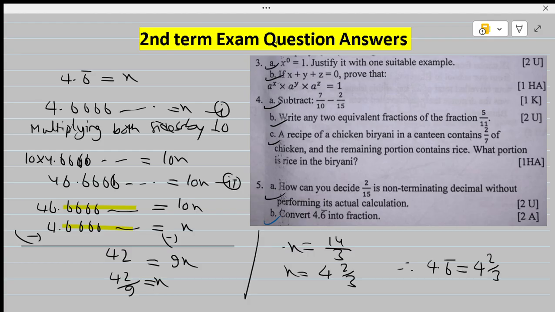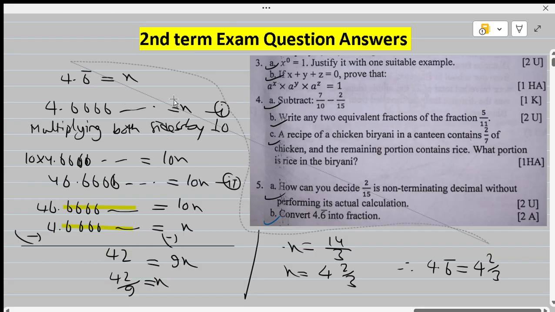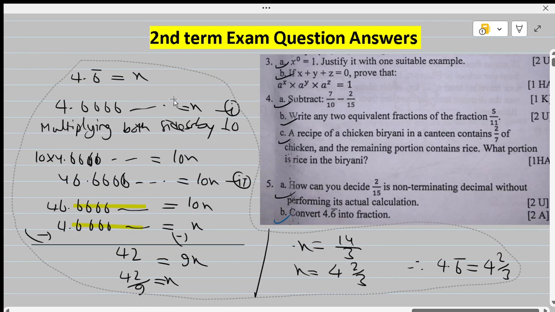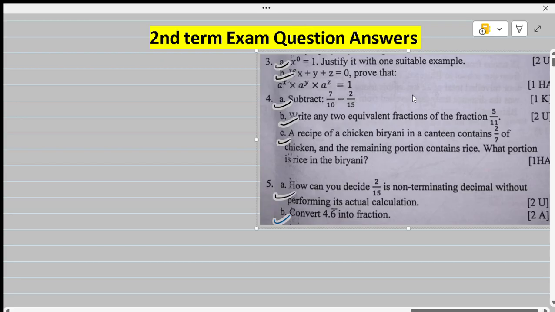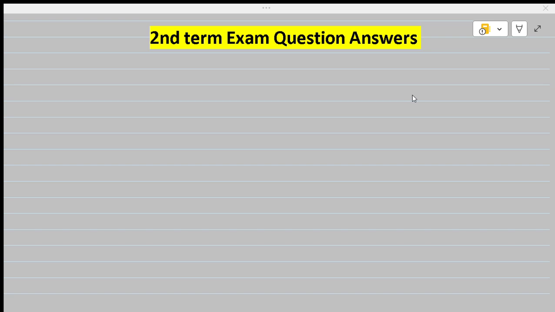So that completes number 5b. Up to 5 is done, and I go from number 6. So let's make this clear. Okay, so number 6. Let's go for 6 number 1 first.